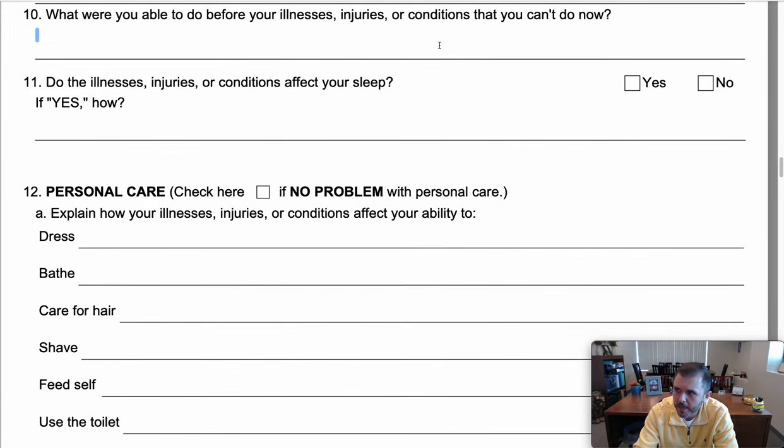Definitely put that. This is not your chance to say what you do enjoy doing. This is a chance to tell them what you do not do anymore. If you still do it, even if it's once a year, do not put that. If you still go on that camping trip and you suffer through it, but you still go, do not put camping in response to question 10 because you still do it. Can't do now means that you have not done this since you applied, okay?